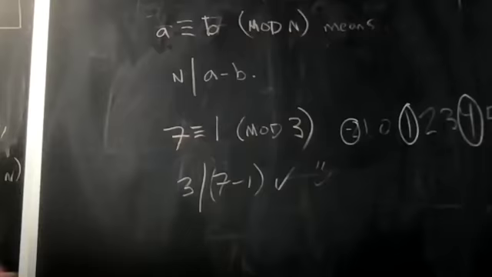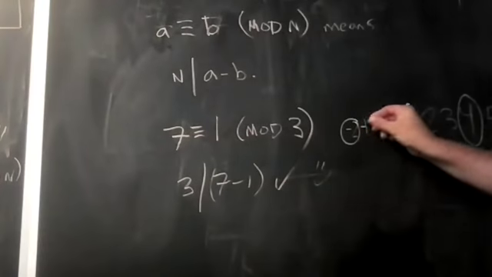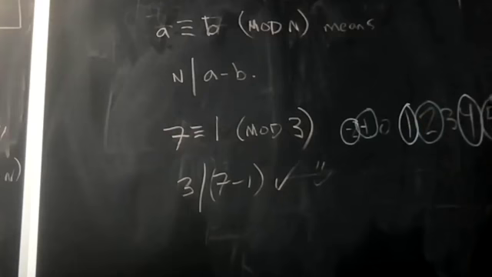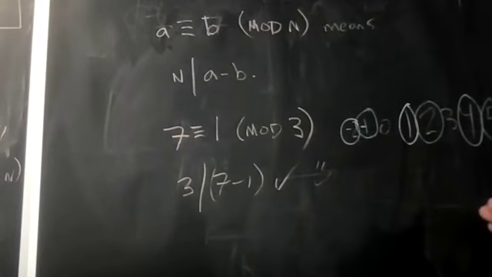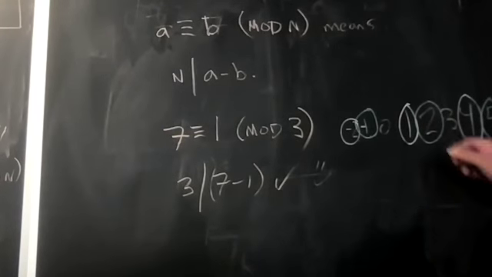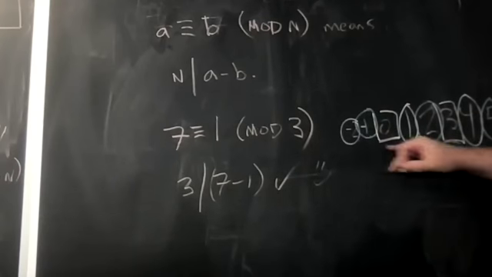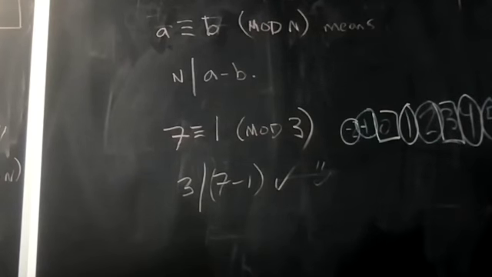So then what would -1 be equivalent to mod 3? 2, and what else? 5 and 8. And then what would 0 be congruent to mod 3? 3 and 6 and 9. These are partitions. You can partition these into 3 sets.